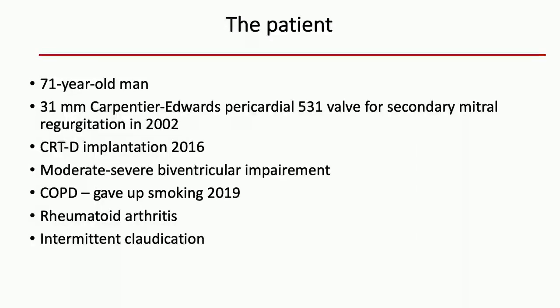So this patient is a 71-year-old man who underwent a 31mm Carpentier-Edwards pericardial valve for secondary mitral valve regurgitation in 2002. He thereafter developed heart failure and underwent CRTD implantation in 2016. He's known to have moderate to severe biventricular systolic impairment. He has established COPD but gave up smoking in 2019, rheumatoid arthritis, and also intermittent claudication.